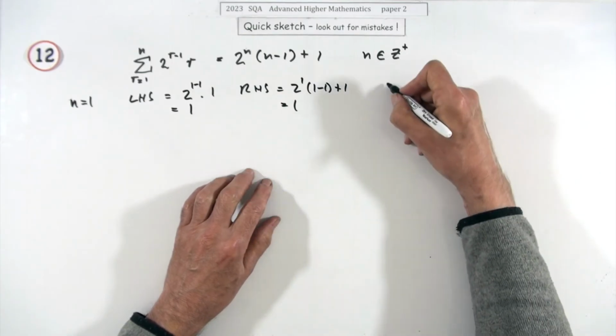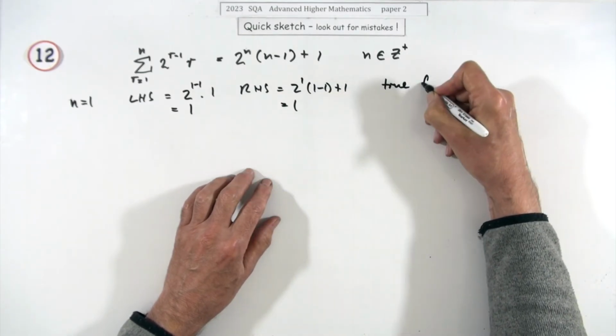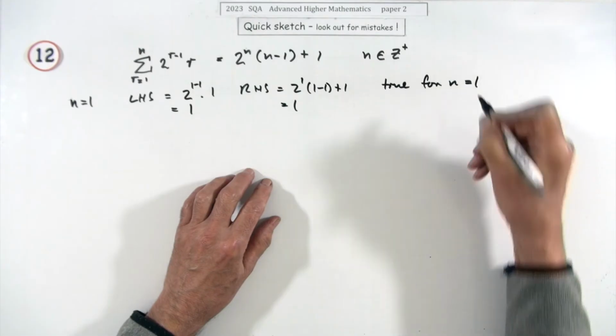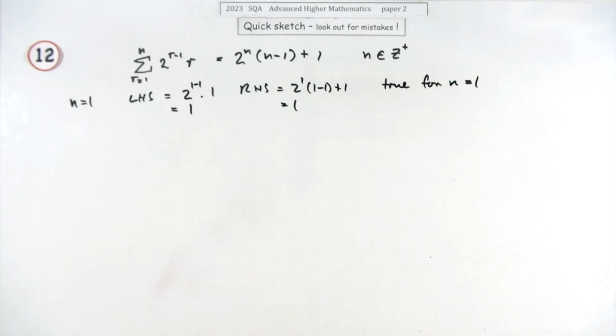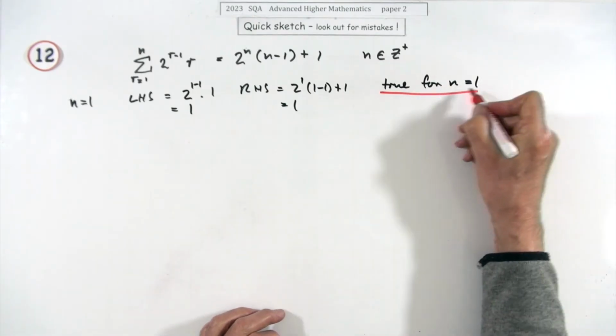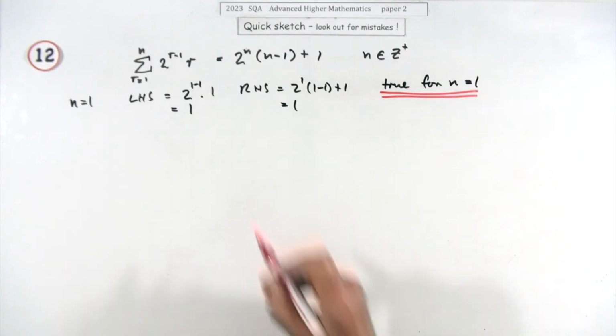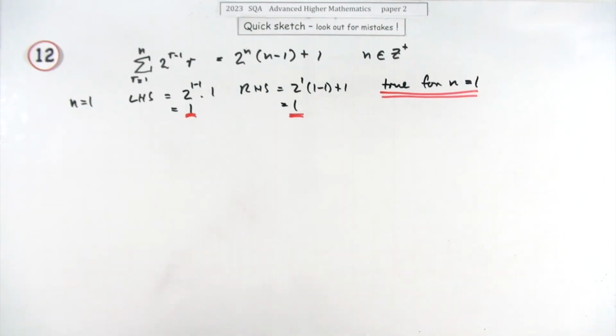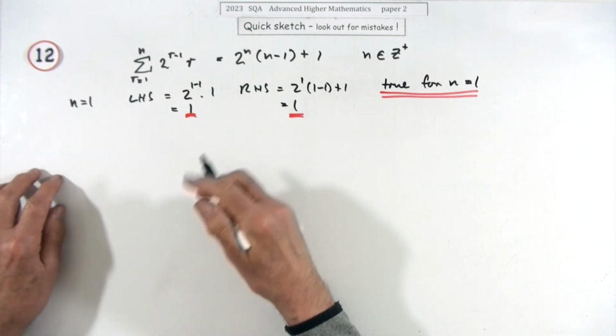So from that you can say, that means it's true for n equals 1. We need that. Forgot to say left hand side equals right hand side first. Just put them in. Now we check if the link works.